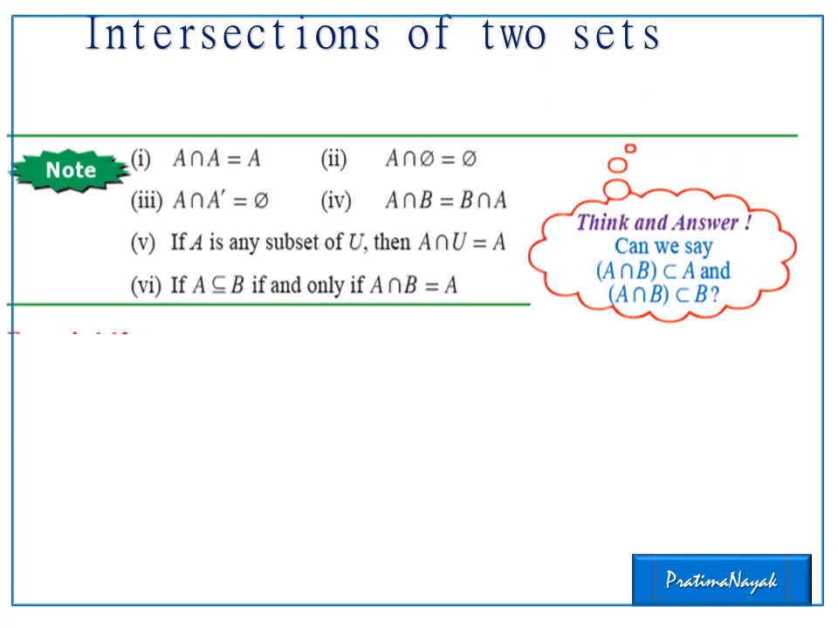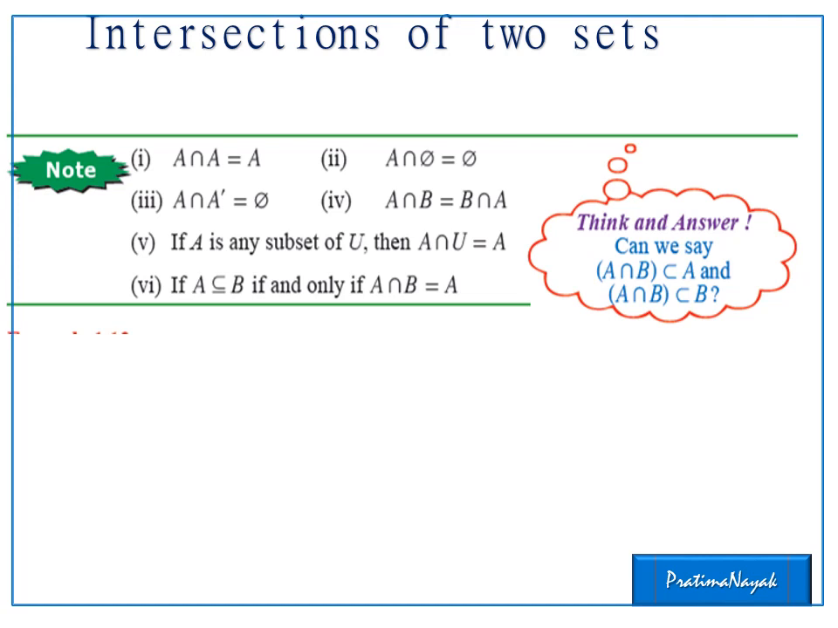Some facts related to intersection. A intersection A is A. A intersection phi is phi, the null set. A intersection A complement is again phi. A intersection B is same as B intersection A. A intersection universal set is same as A. If A is a subset of B, then A intersection B is A.